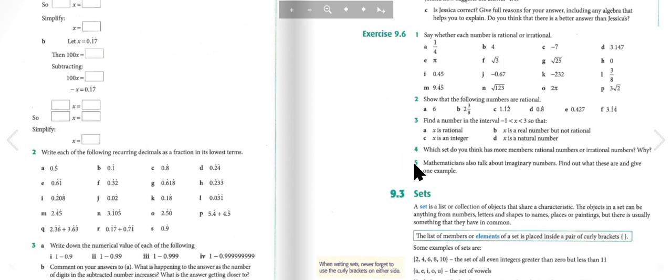Question 5. Mathematicians also talk about imaginary numbers. Find out what these are and give one example. So an imaginary number is stated as xi, where x is a real number, any real number, and i equals the square root of -1, which is an imaginary number itself. And one example is i.